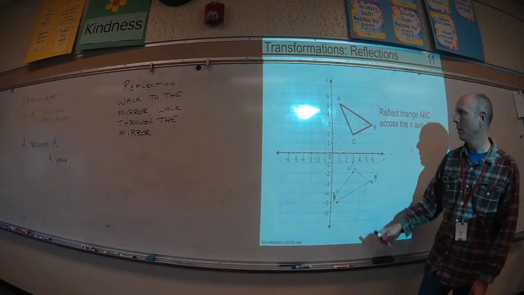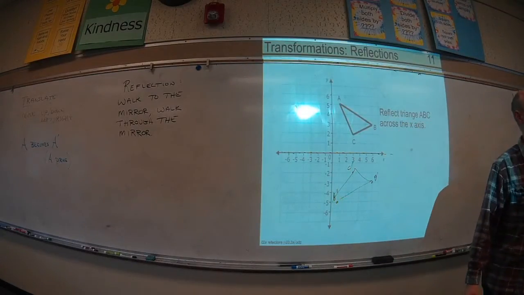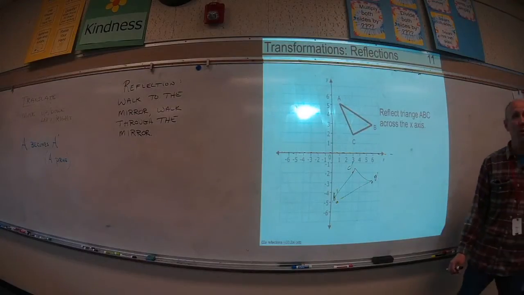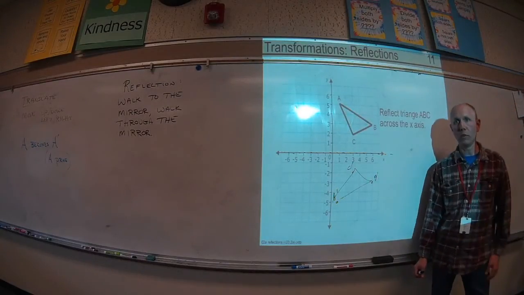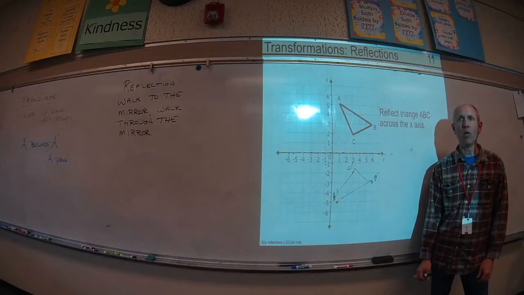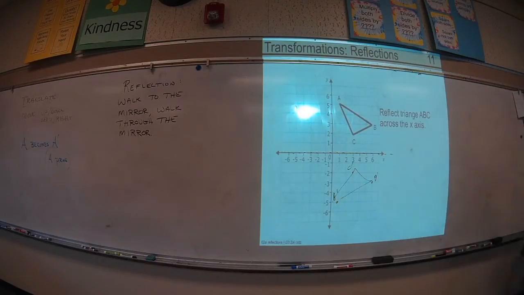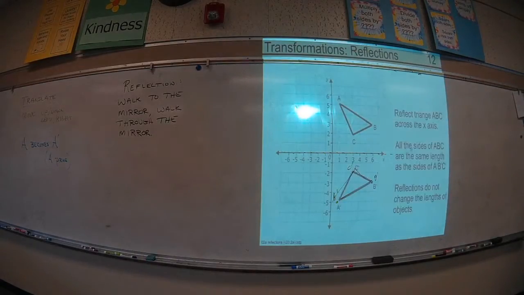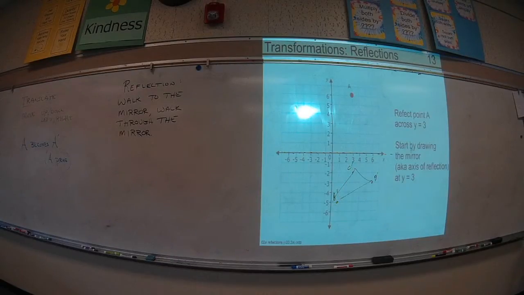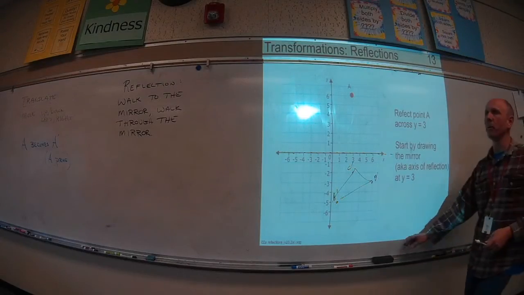Boom, boom, boom. These are the same triangle. They are congruent. It's just been reflected. It's been flipped over. They are the same triangle. It's just been flipped over. Read this and using your arm, tell me which way the mirror goes.